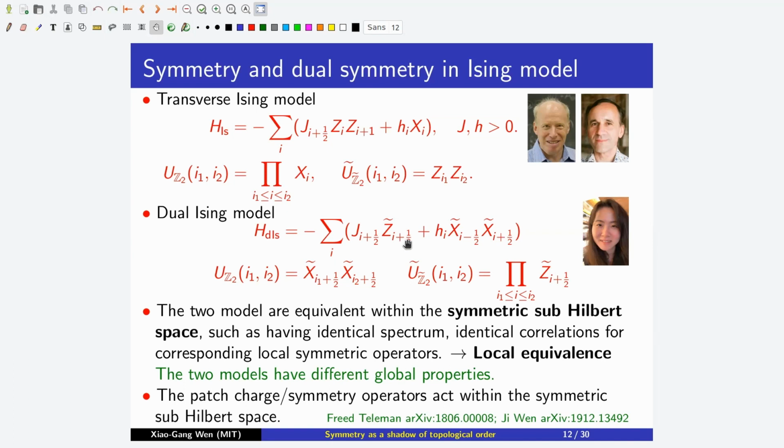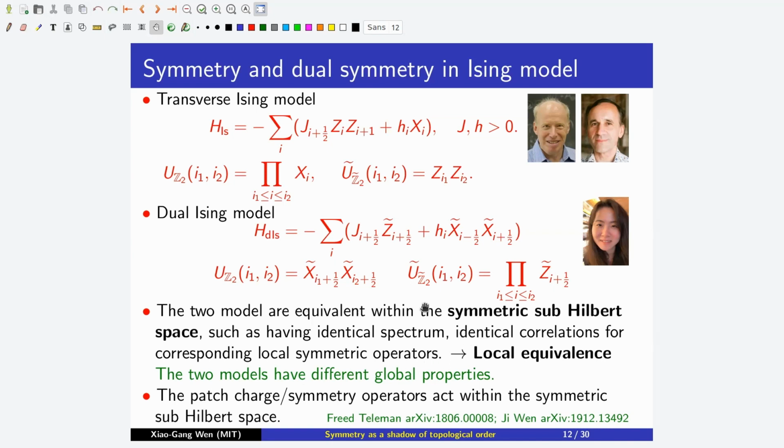However, what is important is that these two Hamiltonians indeed have the same spectrum, even for space-dependent coupling and space-dependent magnetic field. They have an identical spectrum in this symmetric sub-Hilbert space. So actually, this is what the duality mapping really means. Duality mapping does not mean the two Hamiltonians are identical; only in a limited sense they are identical. This limited sense is the symmetric sub-Hilbert space.